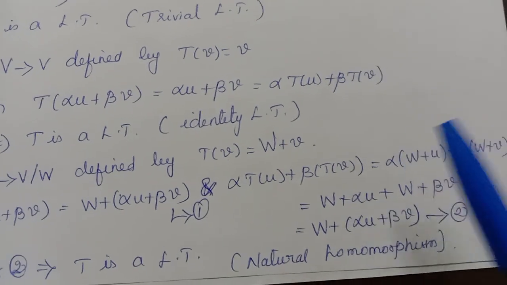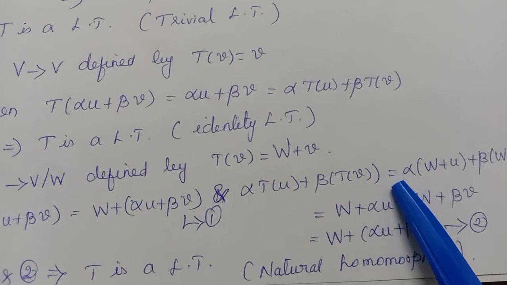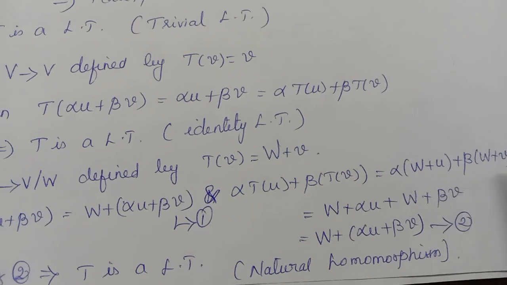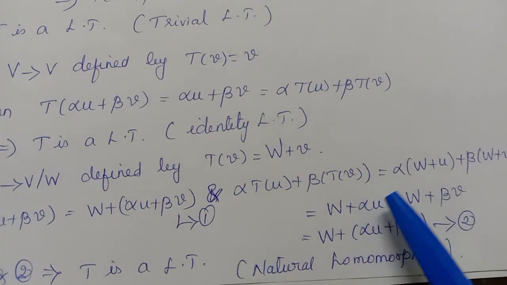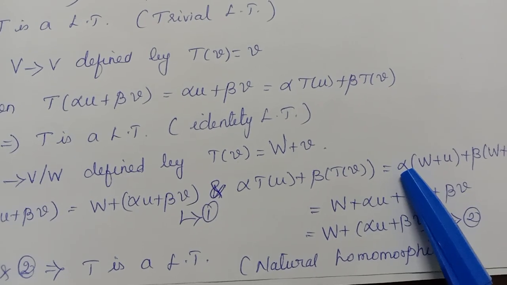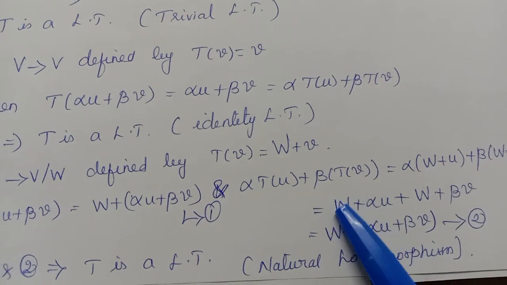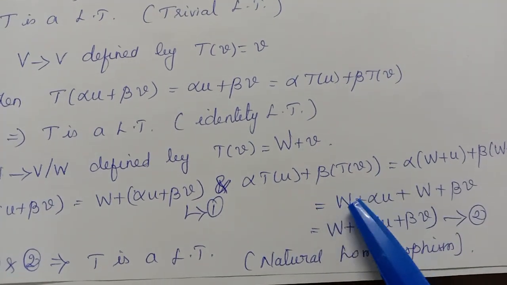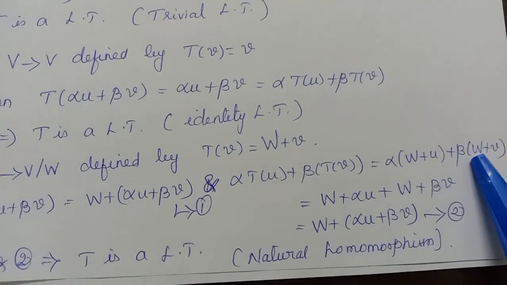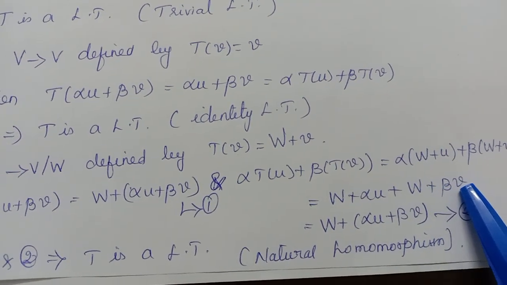Now let us consider the right hand side. Alpha into T of U plus beta into T of V equal to alpha into, what is T of U? W plus U, and T of V is W plus V. Now this can be written as, see, this alpha is an element taken from the field. So when you multiply this alpha with W, you will get W only. So W plus alpha U plus, similarly here also beta into W is W only, W plus beta V, right?